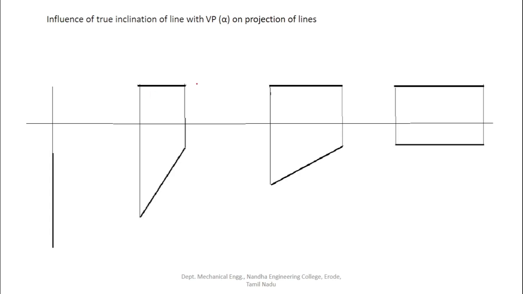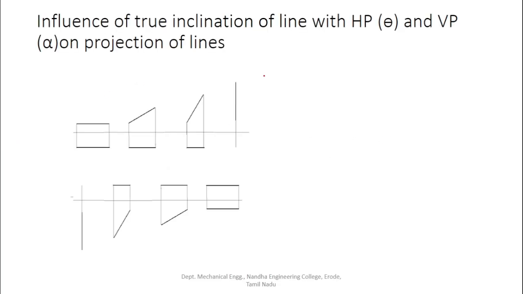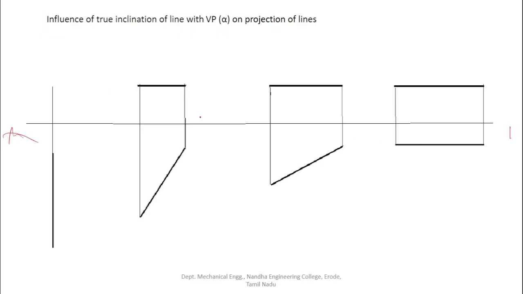Similarly, we consider this one. Here, this is the XY reference line. I consider the line AB, which is equal to 50 mm. Here we are going to understand the influence of the true inclination of the line with the VP. The true inclination of the line with the VP is denoted by the Greek letter alpha.